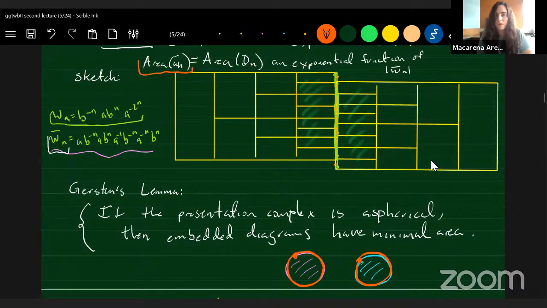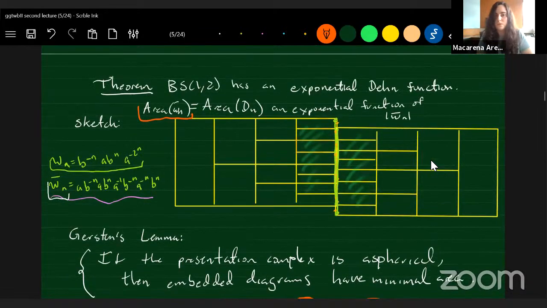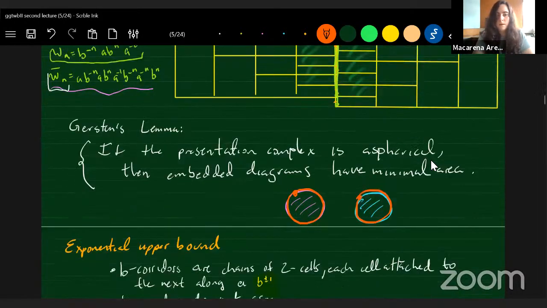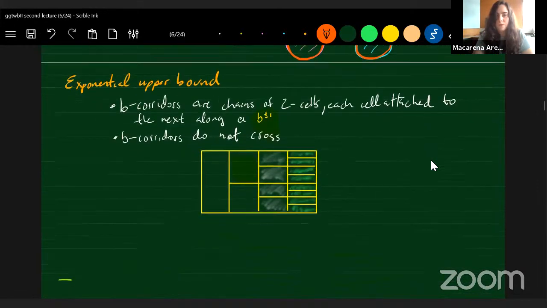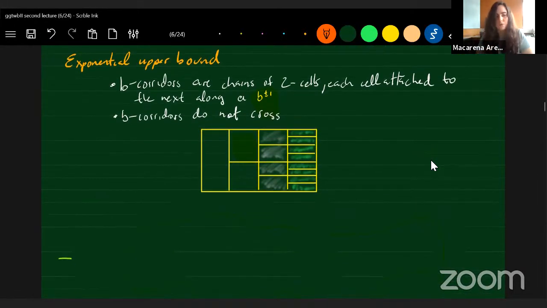So this gives us a lower bound for the area, for the isoperimetric function of the Baumslag-Solitar group. So how do we obtain an exponential upper bound? We use something called corridors.